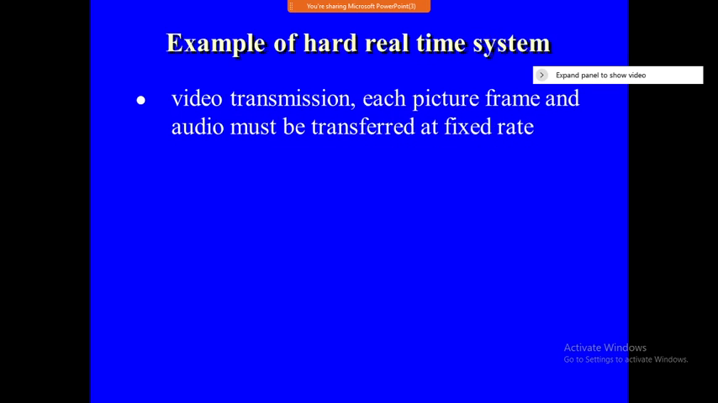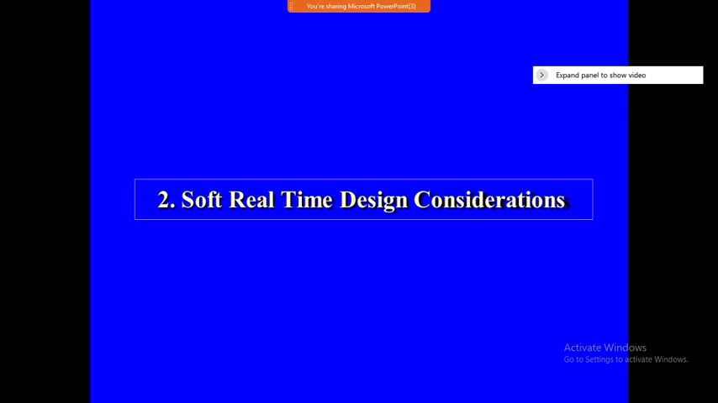An example of the hard real-time system is video transmission. Each picture frame and audio must be transferred at a fixed rate. Sorry, that is an example of the hard real time. Now we'll move to the soft real time.